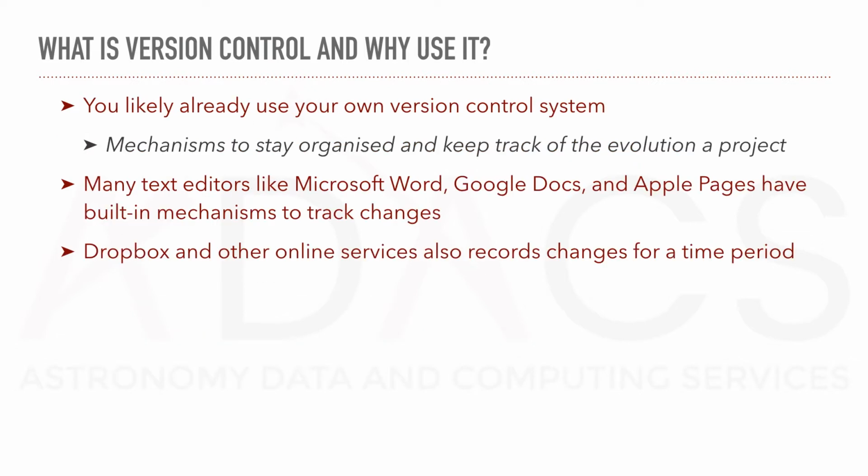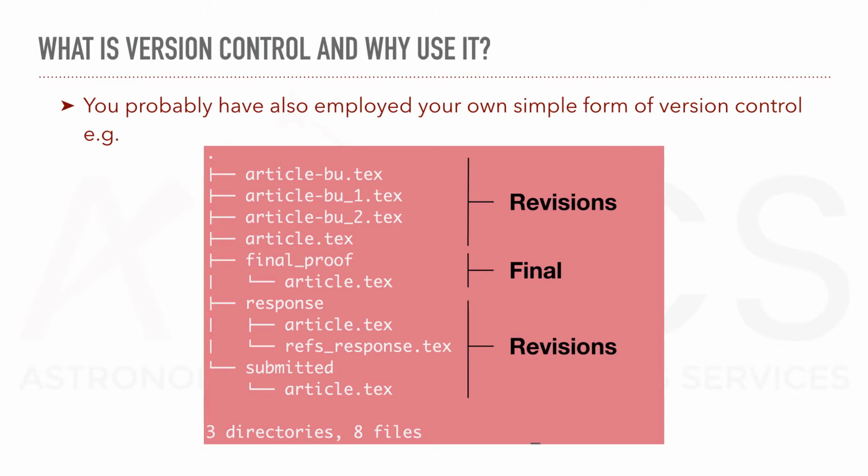If this is a new topic to you, note that you probably already use some kind of version control of your own. These are mechanisms that you use to stay organized in a project and keep track of the evolution of the project. Many modern software have built-in mechanisms to track changes. You might have done something like this, where you have file 1, 2, 3, and so on to mark the versions of your file. Within the version control world, these are called revisions. And then you would have your final product, which would be the final paper, for example, that you sent.